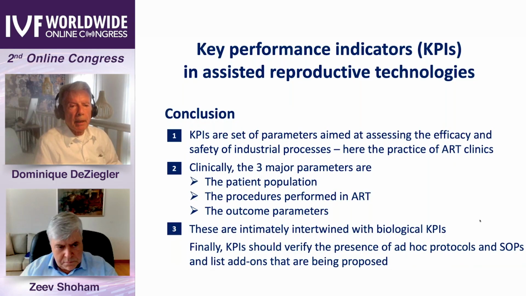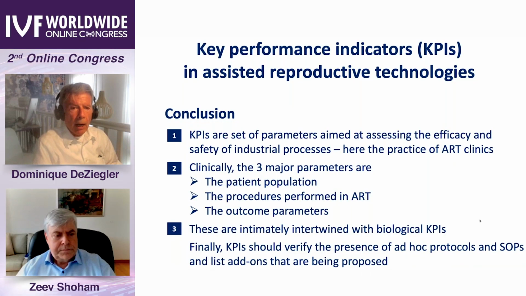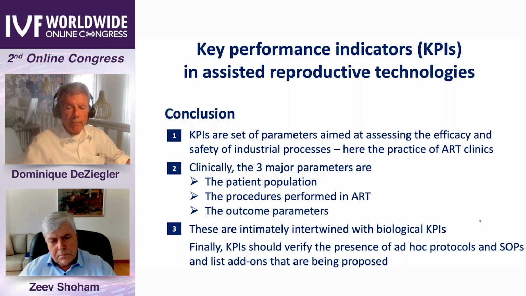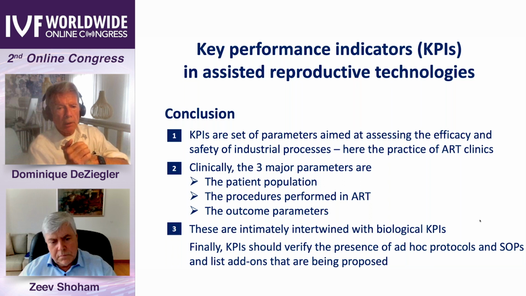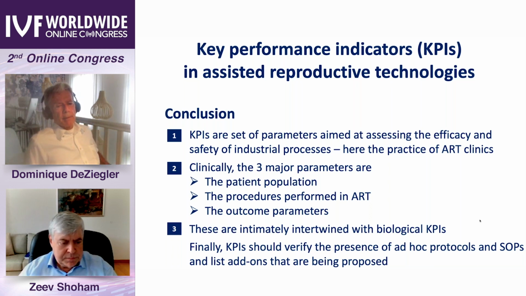In conclusion, KPIs are a set of parameters aimed at assessing the efficacy and the safety of industrial processes, and here the practice of ART clinics. Clinically, there are three major parameters, which are the patient population, the procedures performed in the ART, as I said, the ovarian stimulation, the retrieval, and the transfer, and the outcome parameters, and we put the emphasis on sustained implantation rate because pregnancy rate can be erroneously pushed by transferring multiple embryos.